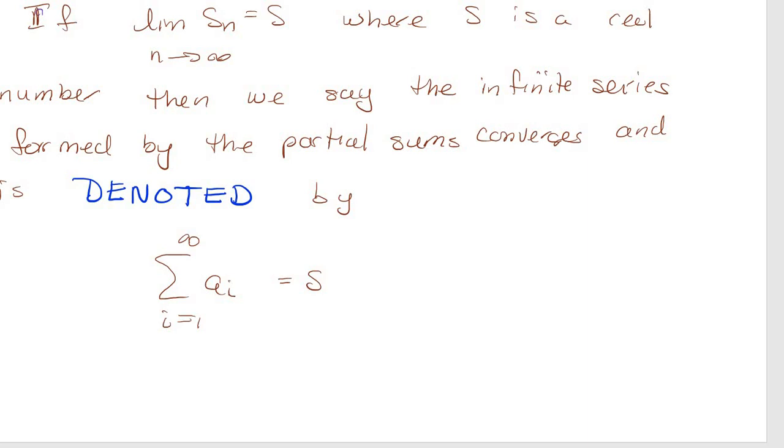That thing is converging. So what you'll do is you look at differences to see if those differences are getting smaller than a tolerance. But if it turns out that S is a real number, we say that that infinite series formed by those partial sums converges. And it's denoted by this.